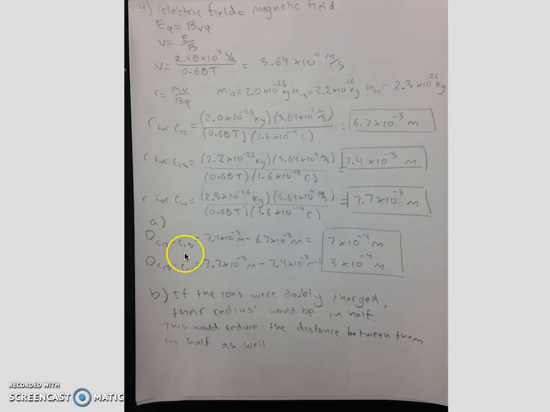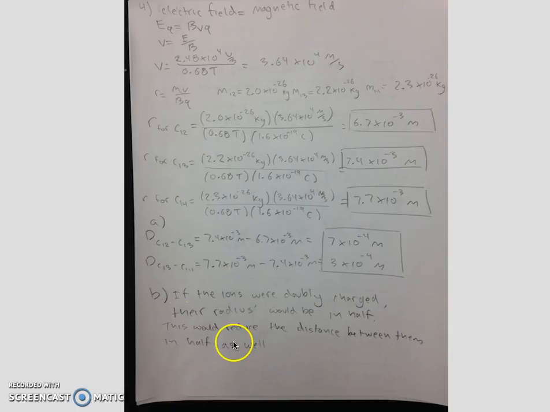And so really the question was asking what is the difference between the radii. Once I found the radii, I just subtracted them from each other. So the difference between carbon-12 and carbon-13 is 7 times 10 to the negative 4th meters. That's the radius. And the difference in the radius between carbon-13 and carbon-14 is 3 times 10 to the negative 4th meters.